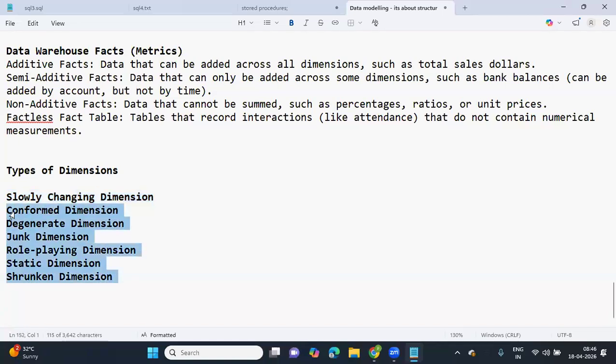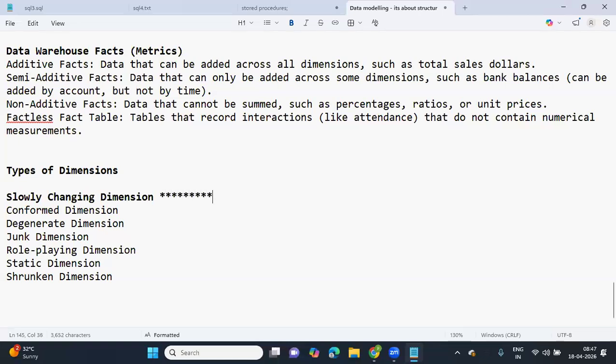Other things we are just going to discuss theoretically, but this slowly changing dimension is implemented in every project. There will not be a project which is not using a slowly changing dimension. If you don't know this slowly changing dimension, it would be very difficult. The other things, even if you know or don't know, it doesn't matter. But slowly changing dimension is very, very, very important.